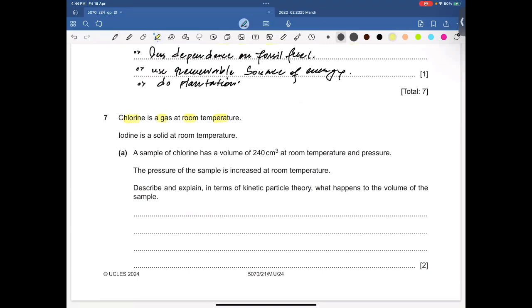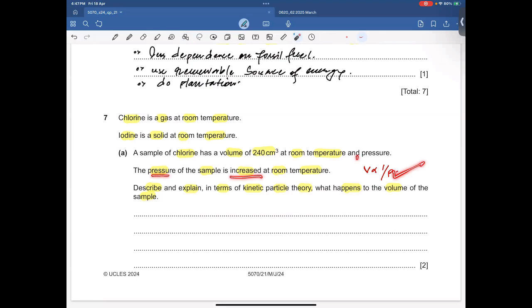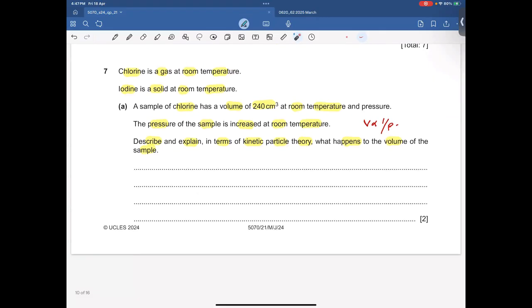Chlorine is a gas at room temperature. Iodine is a solid at room temperature. A sample of chlorine has a volume of 250 cm3 at room temperature. The pressure of the sample is increased at room temperature. Describe and explain in terms of particle theory what happens to the volume of the sample. Obviously, I am going to apply the pressure volume relationship, which is also called Boyle's law. So the examiner is basically increasing the pressure. So when pressure increases, according to this expression, volume decreases. So volume decreases from 250 cm3. All right. How come? Let's see.